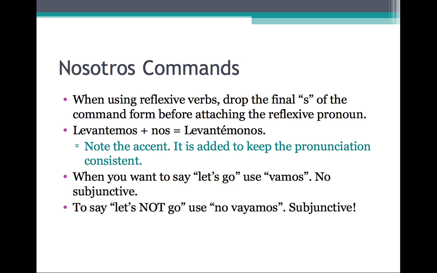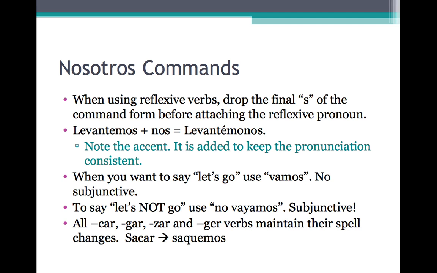All right, so as a review, for nosotros commands, to say let's do something, we use the subjunctive, except for the verb ir when it's affirmative, it's vamos. When ir is negative, it's no vayamos. If you're going to attach a reflexive pronoun, you drop off the S of that subjunctive form and you add the nos. Make sure you accent it. All right? And don't forget all those irregular things like car, gar, zar verbs. They do maintain their spelling changes. So sacar is saquemos. Writing this down, Alberto?